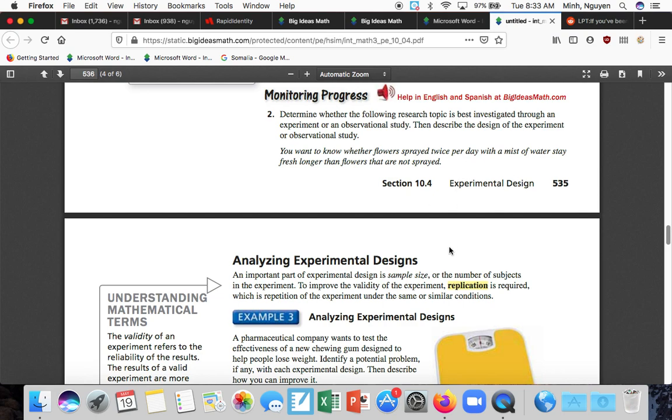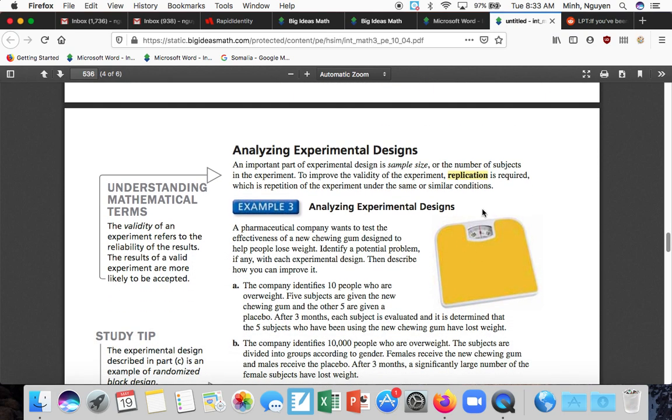So here's some more. And the last vocab word is replication. So let's go to this. An important part of experimental design is sample size, or the number of subjects in the experiment. And why is this important? Do you want more data in your sample, or do you want less data? And why?